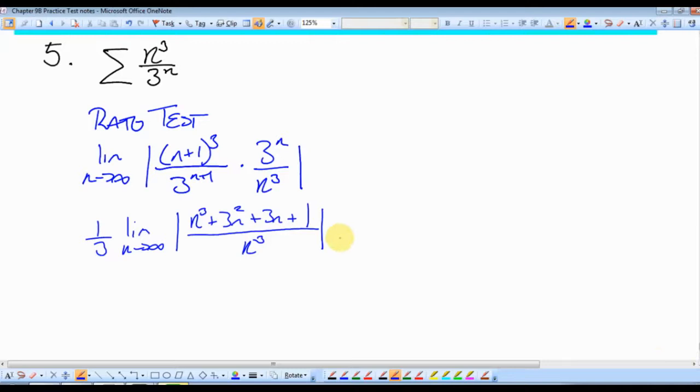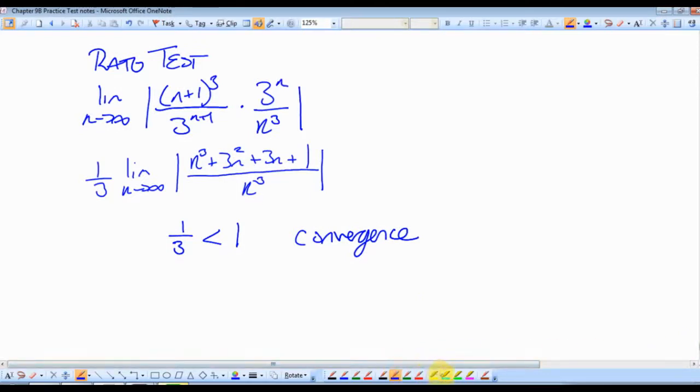Lead coefficients. n cubed over n cubed simplifies to 1. So the limit is 1/3. Less than 1. Convergence. And that's it for question 5.